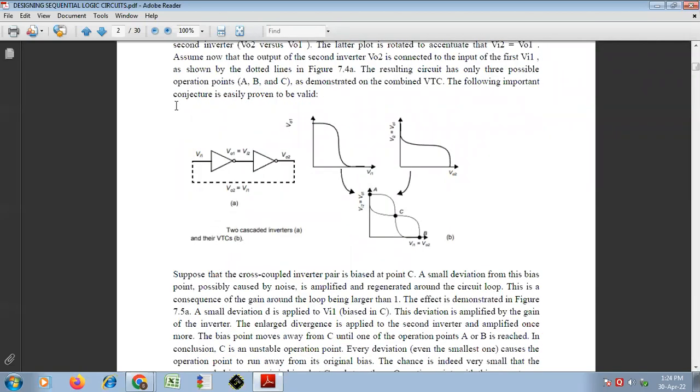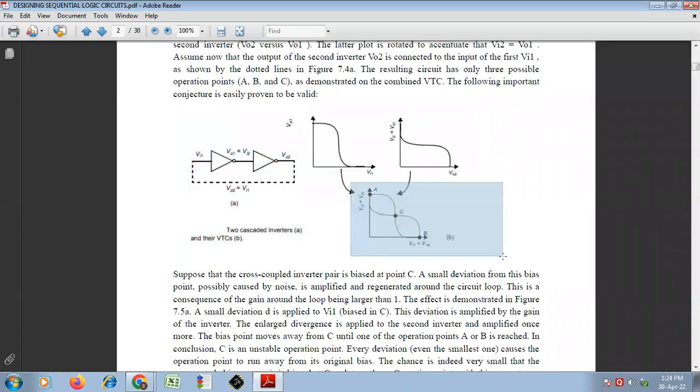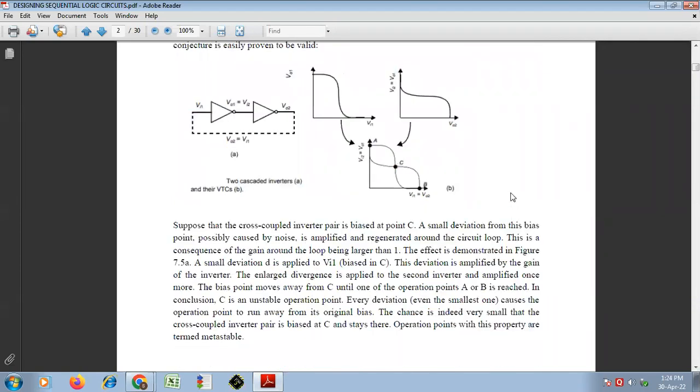So you can clearly understand from this diagram. This is the VTC curve of the first inverter, this is the VTC curve of the second inverter, and when you combine them, you get this combined graph, which has only 3 regions of operation, A, B, and C. Now, this midpoint C is the bias point of this entire design.